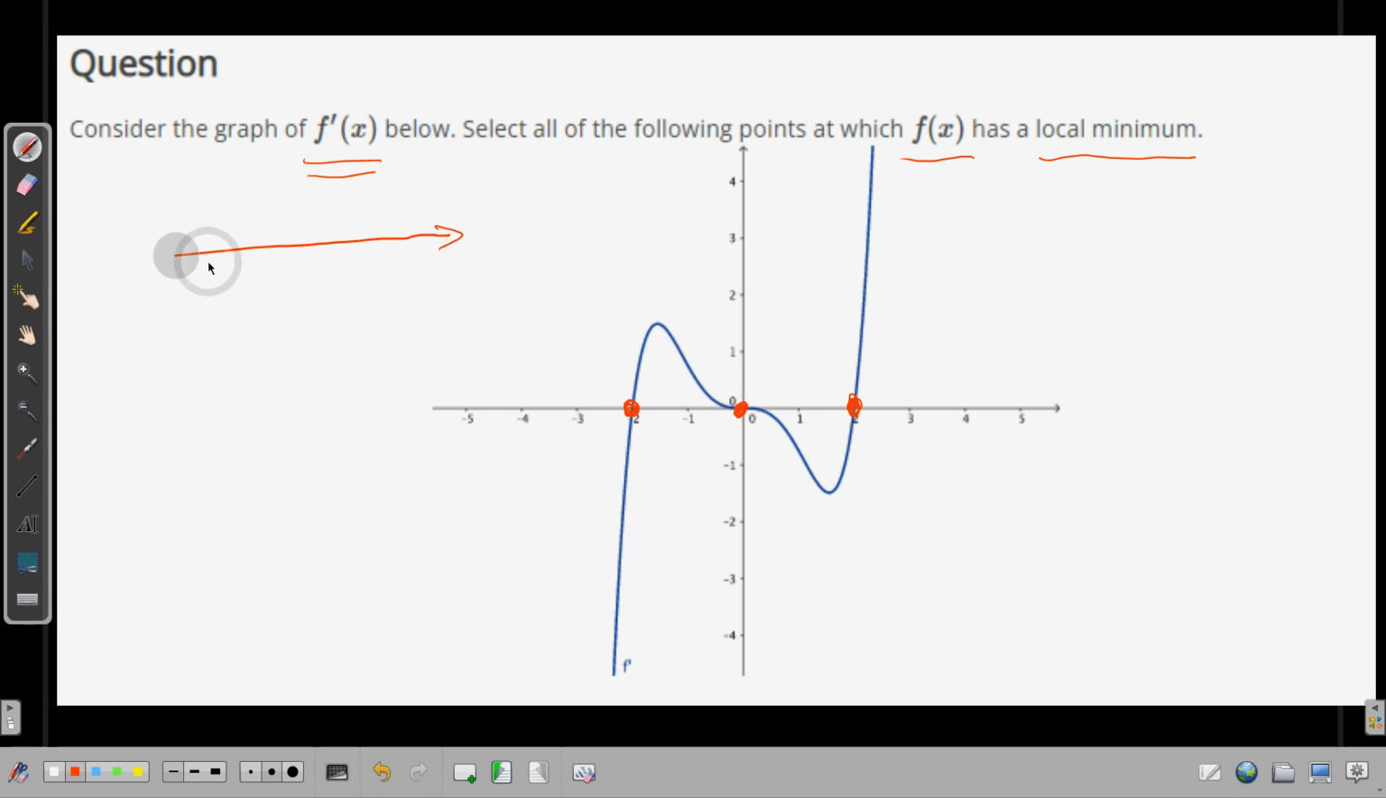Well, that would mean that if I have some point here where it's going to have a local minimum, then I want f prime to be negative and then switch to positive. So you have a local minimum here, and you have a local minimum here. Because if it's negative, then the function f is decreasing, and then here the function f is increasing, so it had a local minimum at p. So that would be -2 and 2.